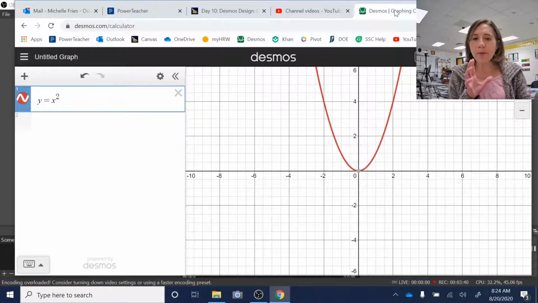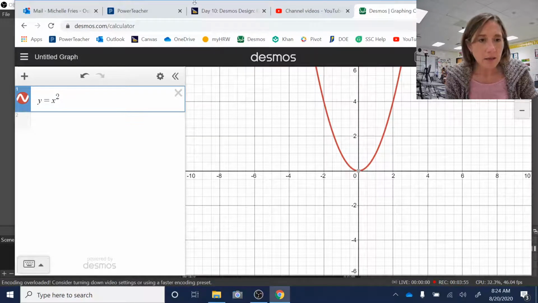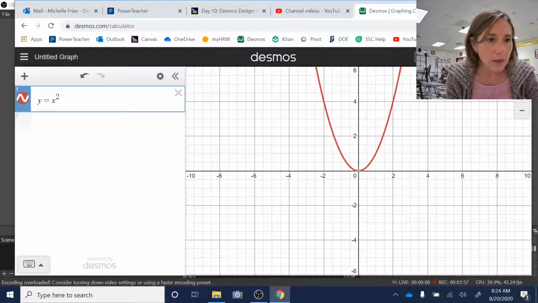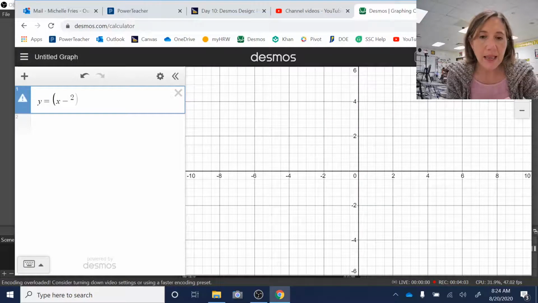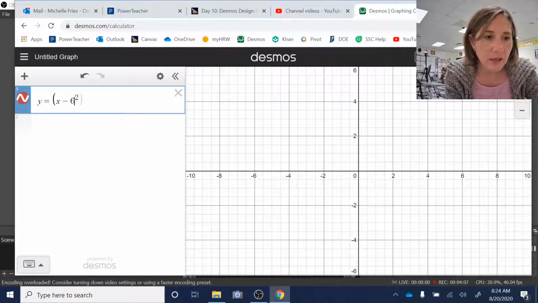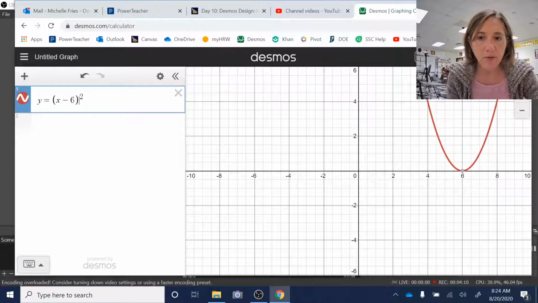Let's say I would like to slide that thing over. So I think that is to the right for you. So let's say I want to move it. I don't want it to have the x and y axis in the way. So I think I'm going to slide it. So I'm going to go over here with my cursor. I'm going to put some parentheses here because I want an x minus h type idea. So I don't know. I think I'll slide it 6 spots over and close that parentheses.